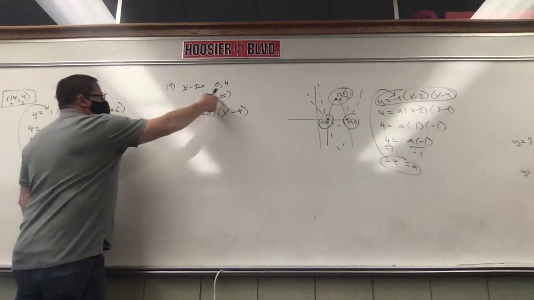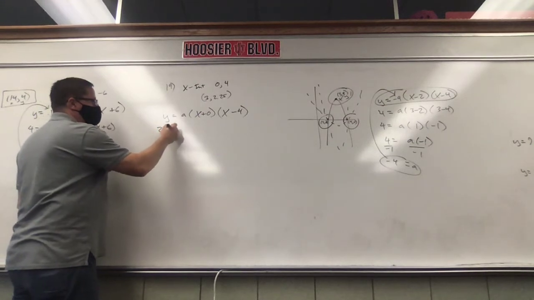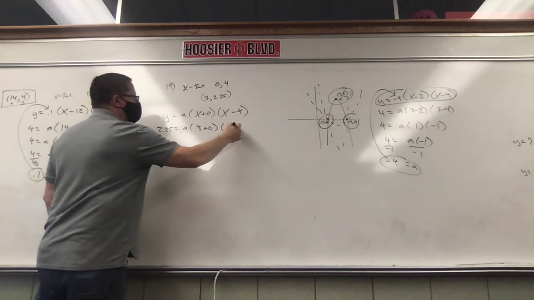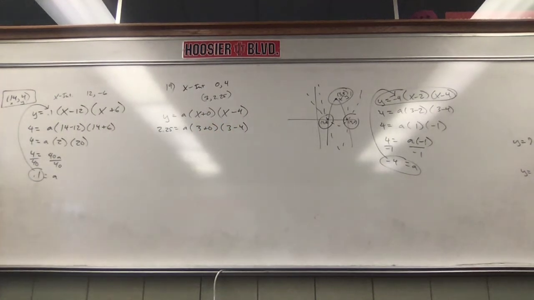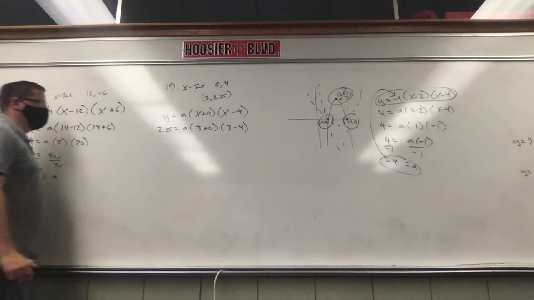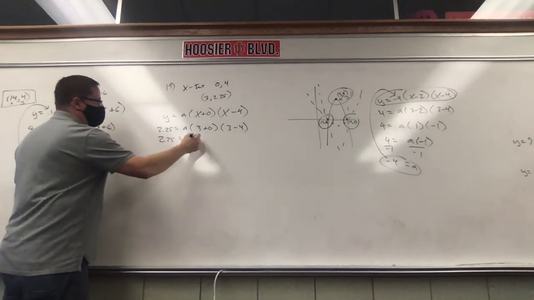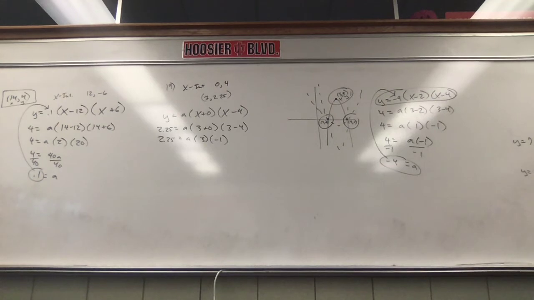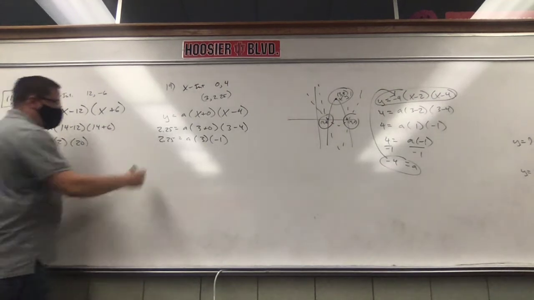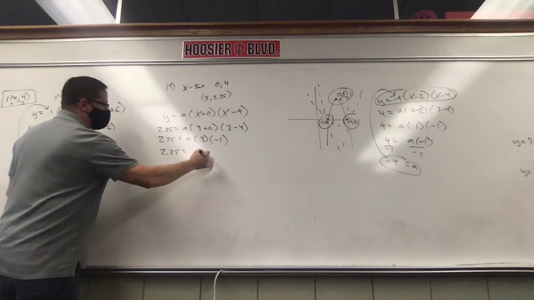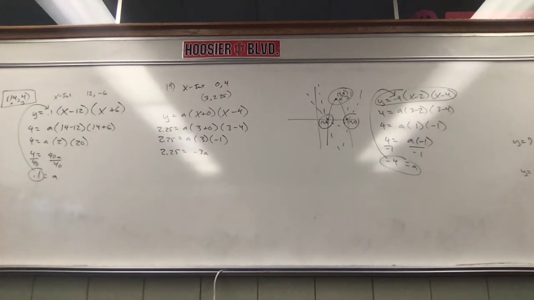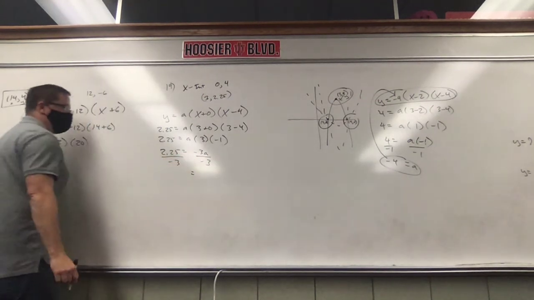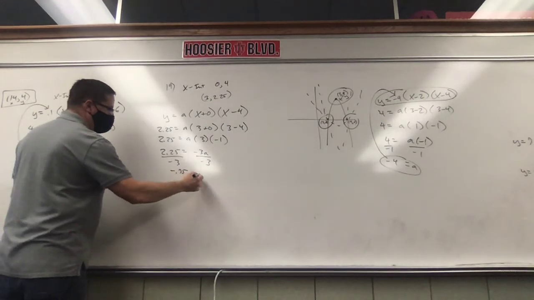All right, so let's plug in 3 and 2.25. So 2.25 equals a times 3 plus 0, 3 minus 4. Let's clean this up. 2.25 equals a times 3 times 3 minus 4 is negative 1. 3 times negative 1 is negative 3. So negative 3a. Last thing we do is divide by negative 3. And you can use calculators. If you take 2.25, split it 3 ways, it's negative 75 cents.